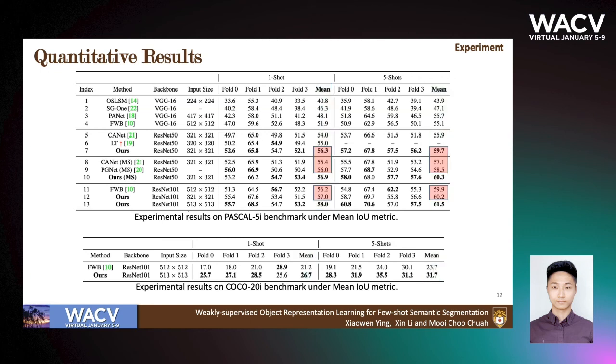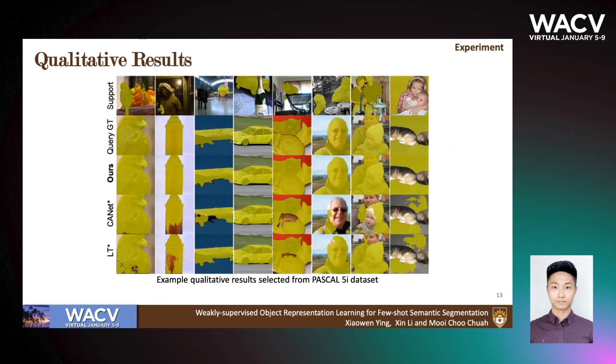It is worth mentioning that our results without multi-scale testing are even better than two existing methods with multi-scale testing, and our results using smaller input resolution are even better than the existing approach using higher input resolution. This figure shows the qualitative results of our approach compared to two existing methods. We can see that our results are also visually more accurate and more stable.